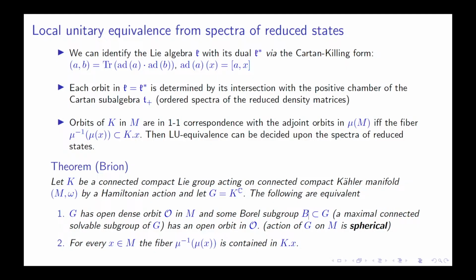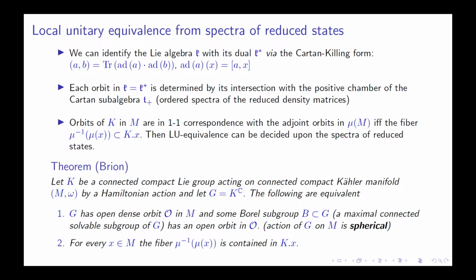So then this local unitary equivalence can be decided upon the spectra of reduced density matrices. So it means that if I have two states for which these two spectra are the same, then they are locally unitarily equivalent. But this is not often, okay? Rather uncommon, okay? And to characterize the situation, we invoke the so-called Brion theorem.